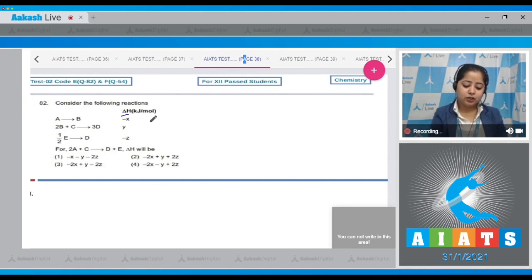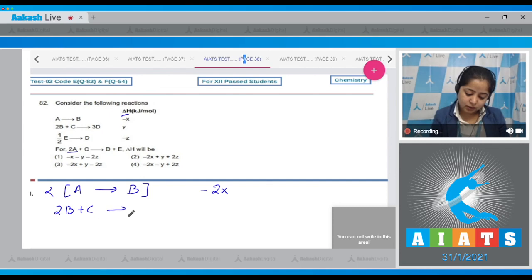Student, we know that delta H is an additive property. So let's see the value of delta H for the given reaction. First of all, A gives B. Here it is 2A, so we have to multiply the first equation by 2. So we'll get minus 2X. The second reaction we have to take as it is, 2B plus C gives 3D, so plus Y. Next reaction, we have to reverse the reaction and multiply it by 2.